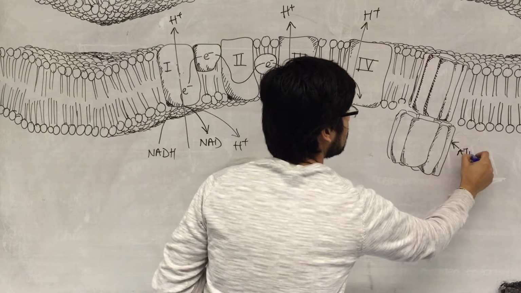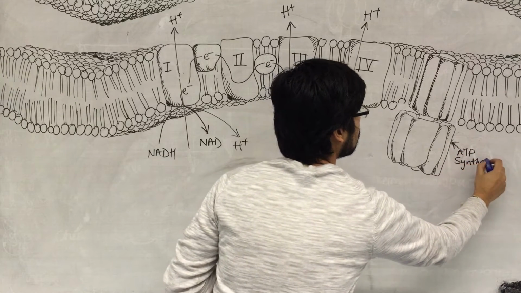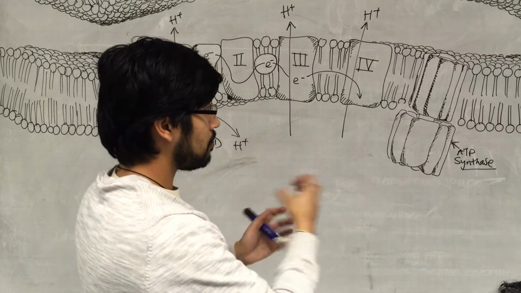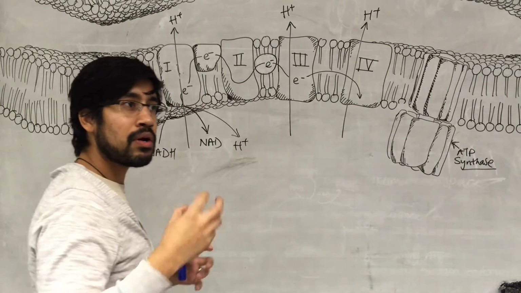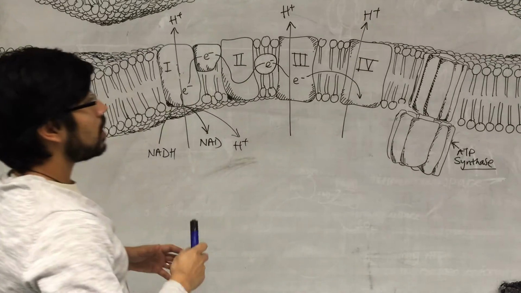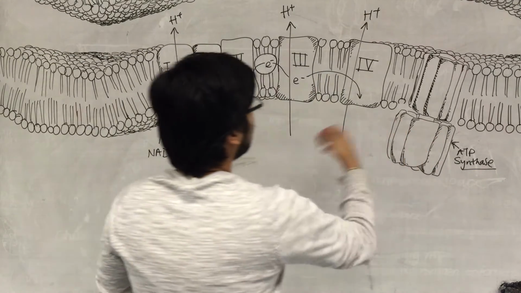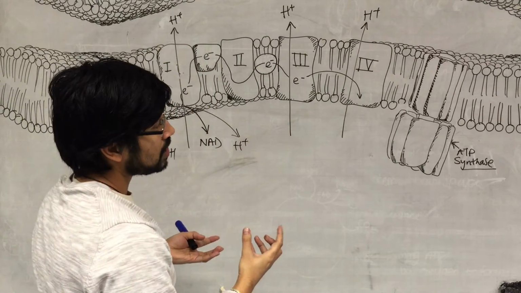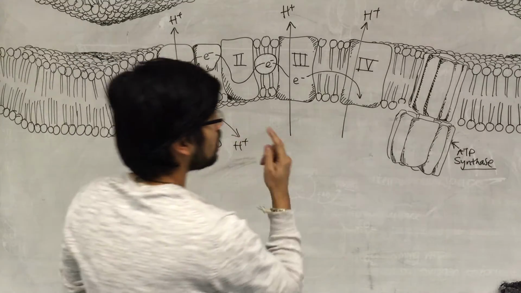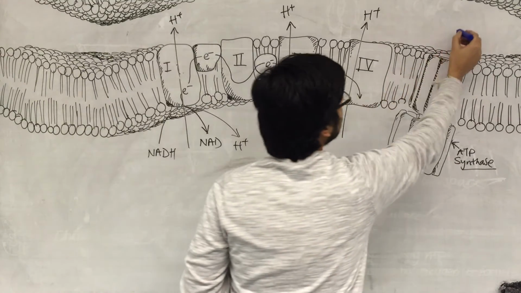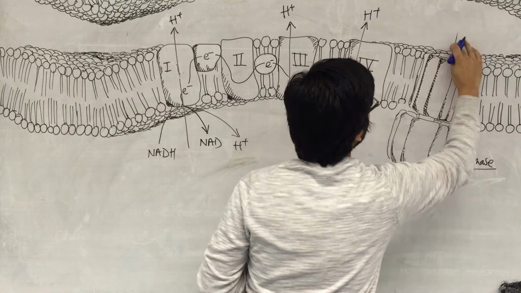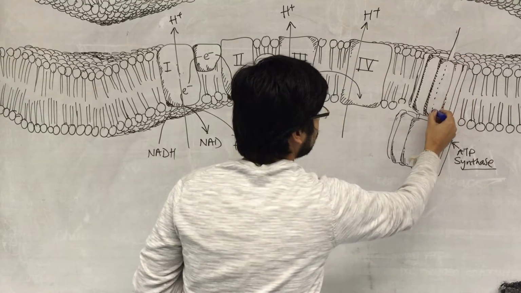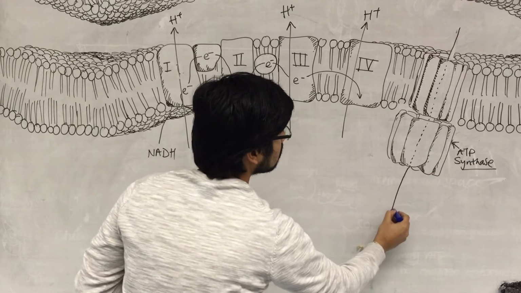called ATP synthase. Okay, it's a collection of protein subunits that work together almost like an engine. It can rotate, and in that rotation, it synthesizes ATP from ADP. But what gets it to rotate in the first place? The thing that makes it rotate is the movement of these protons. Very nice. The movement of these protons down the proton gradient.